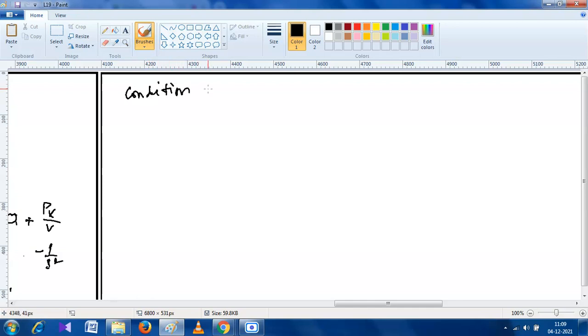Condition for maximum efficiency. What is the condition? Pk is equal to I square Ra. Pk is constant loss and I square Ra is variable loss. So we can say if the constant loss is equal to the variable loss, then the efficiency becomes maximum.